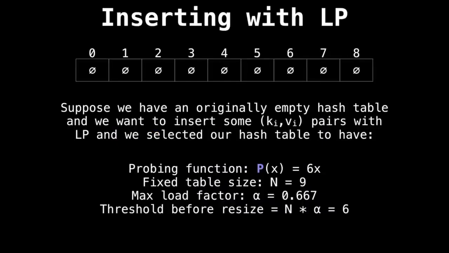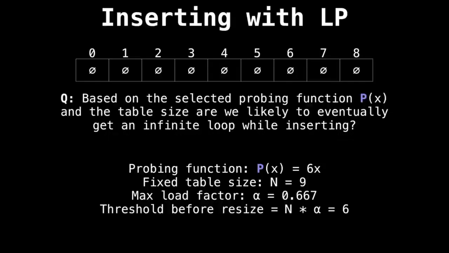Alright, here's an example with linear probing. Suppose we have an originally empty hash table and we want to insert some key value pairs. And we selected our probing function to be p of x equals 6x and our table size to be n equals 9. And then we also selected a max load factor of alpha equals about 2/3, and the threshold will then be 6. So we resize once we hit 6 elements.